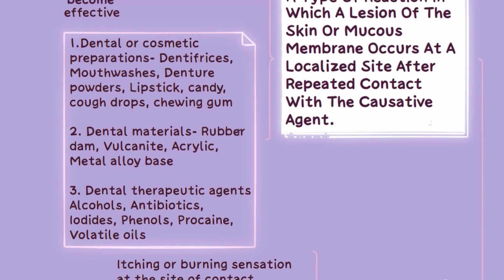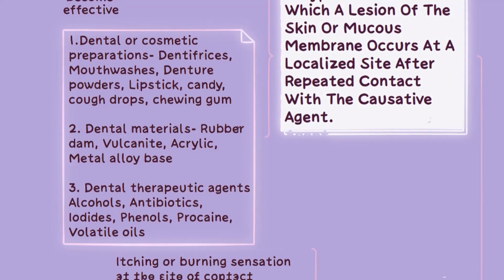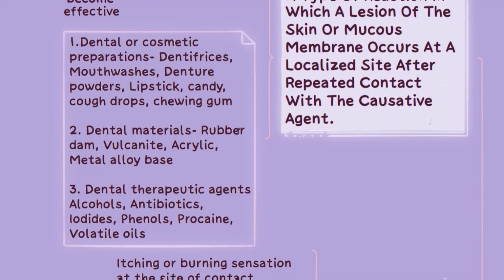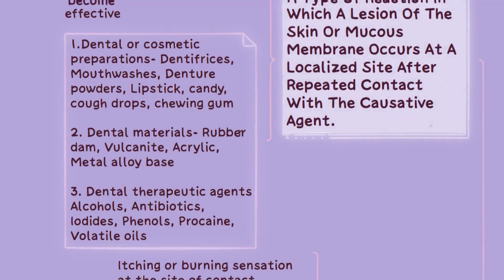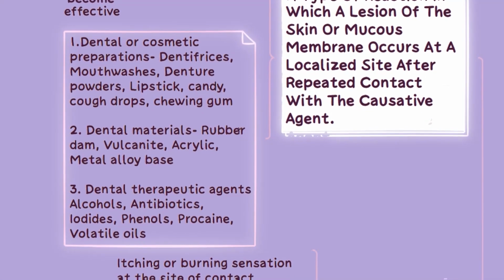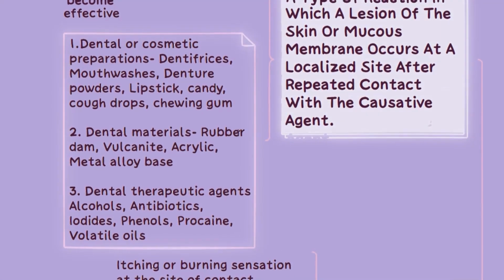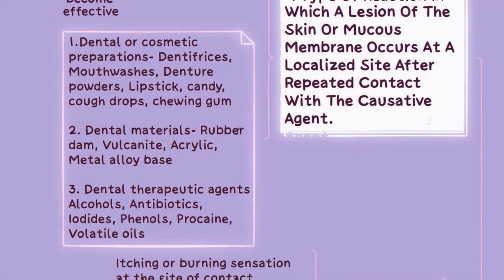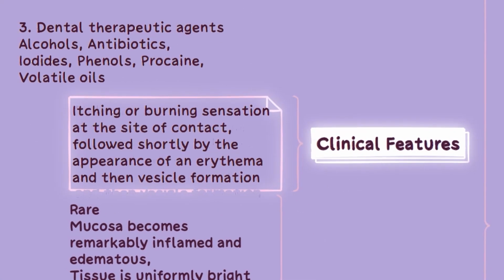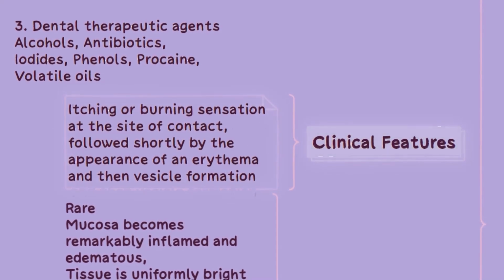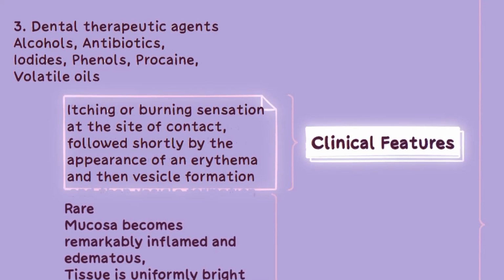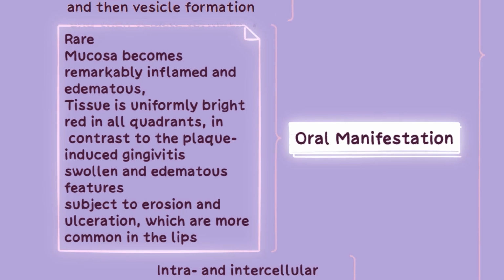Dental materials such as rubber dam, vulcanite, acrylic, metal alloy base, etc. Dental therapeutic agents, for example, alcohols, antibiotics, iodides, phenols, procaine, volatile oils, etc. Patients may experience itching or a burning sensation at the site of contact, followed by the development of erythema and vesicle formation. Oral contact stomatitis is relatively rare.